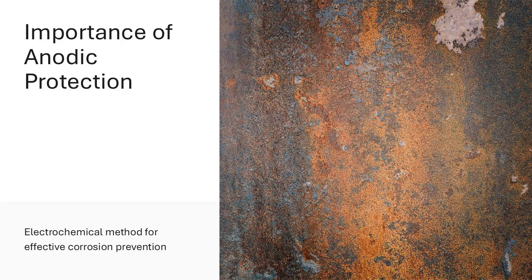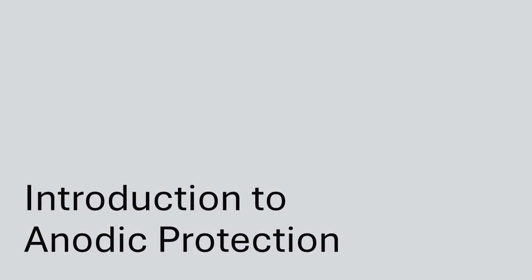Welcome everyone. Today, we'll discuss anodic protection, an electrochemical method that plays a crucial role in preventing corrosion. This technique is especially important in industries dealing with aggressive chemical environments. Let's start with an overview.